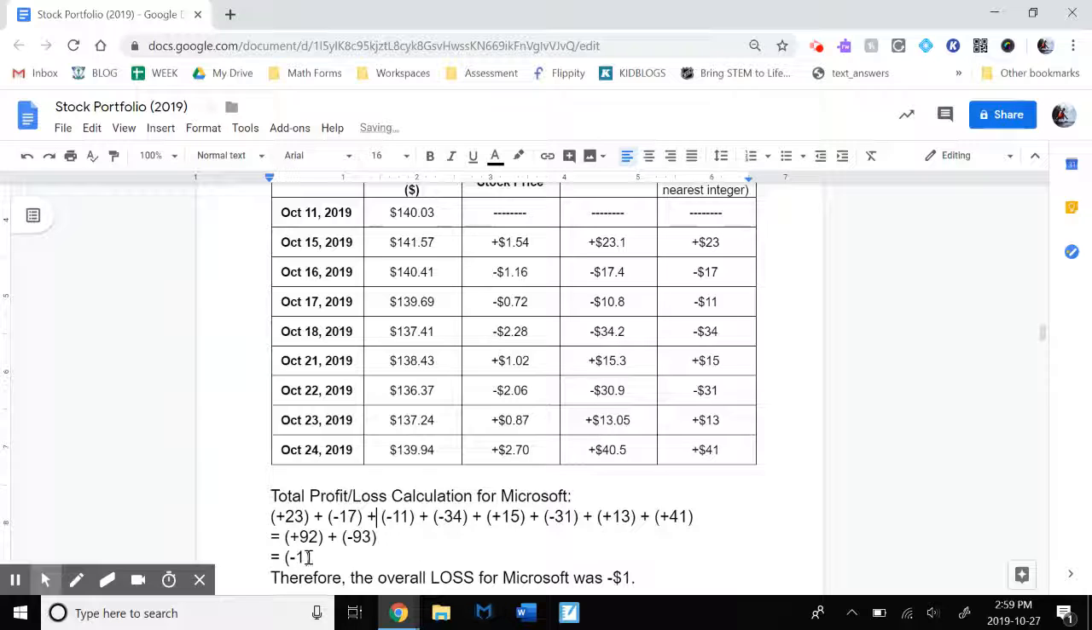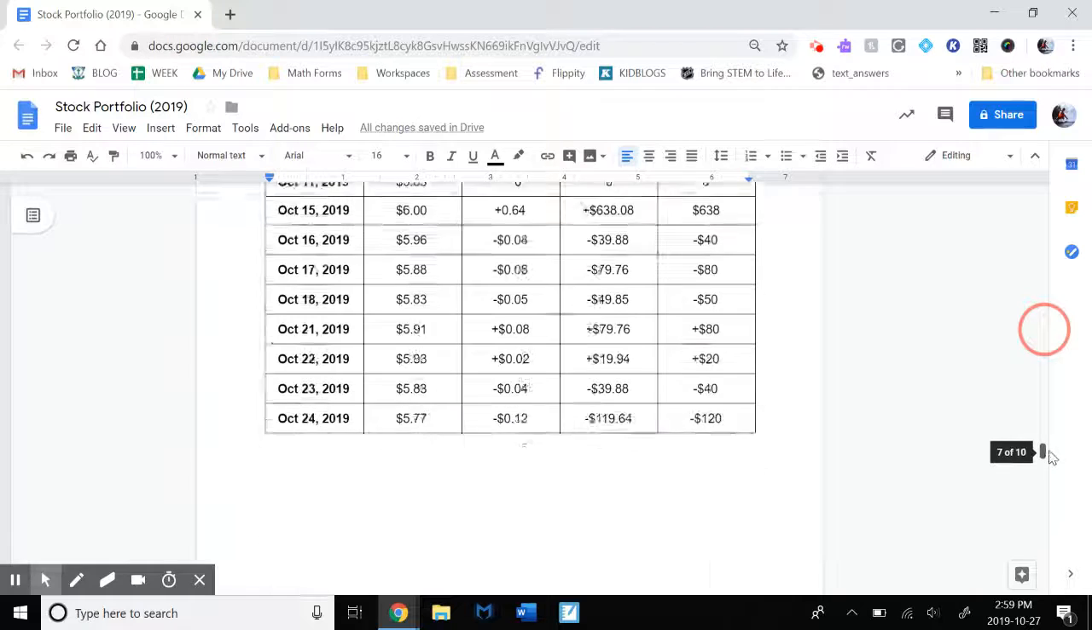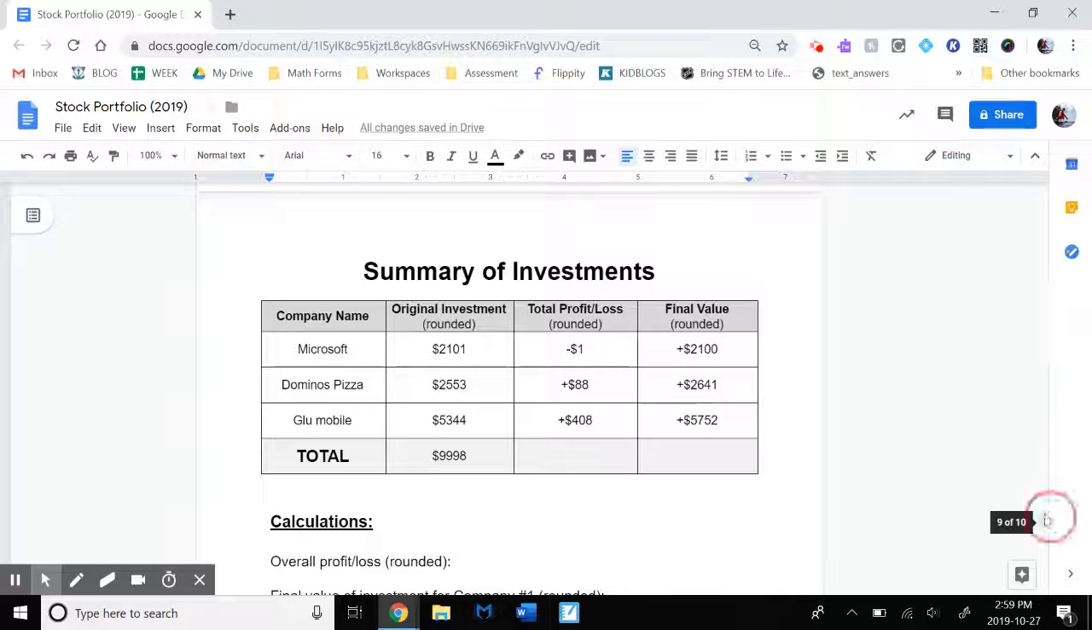And this value here, the -1, is going to go down into the summary chart. I'm going to scroll down to the summary chart, and that's where the -$1 is going to go for Microsoft. So this student lost $1 on Microsoft, but they gained $88 on Domino's Pizza, and they gained $408 by investing in Glue Mobile. So these are the total profit losses.